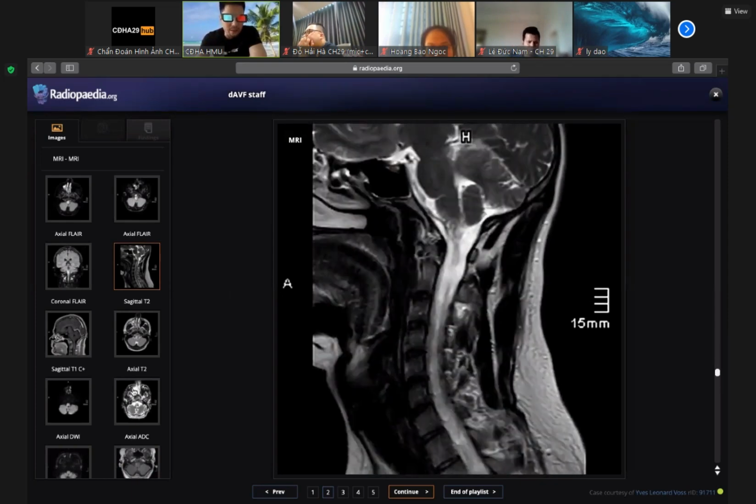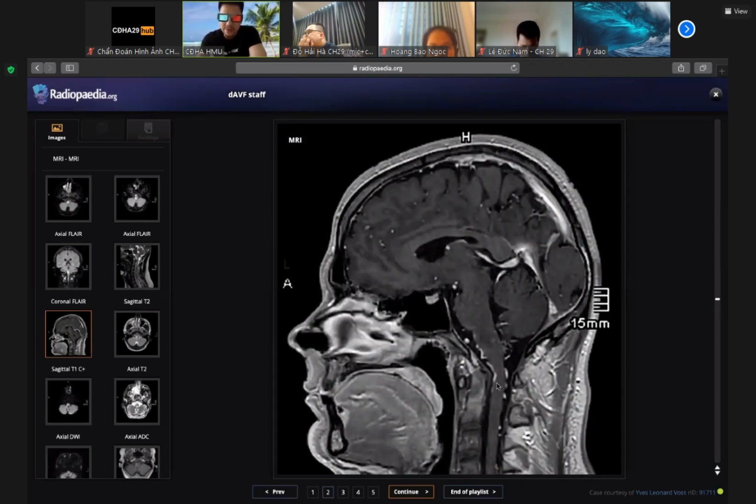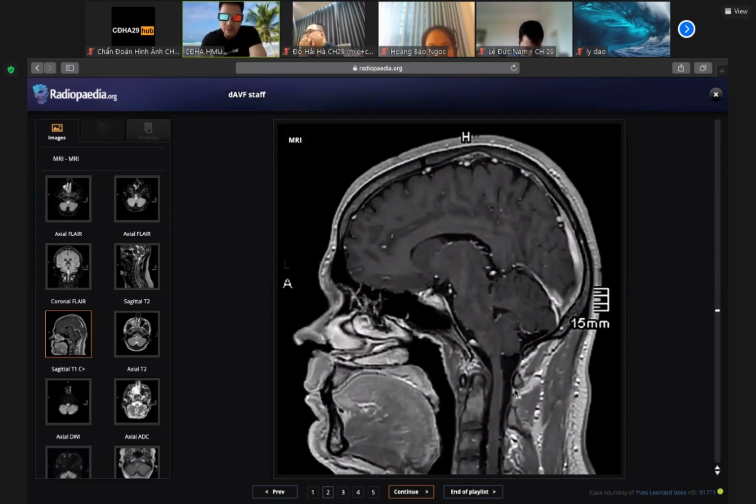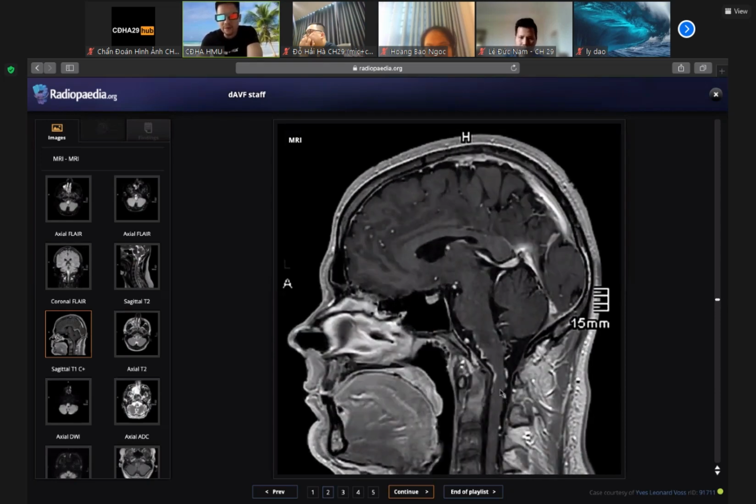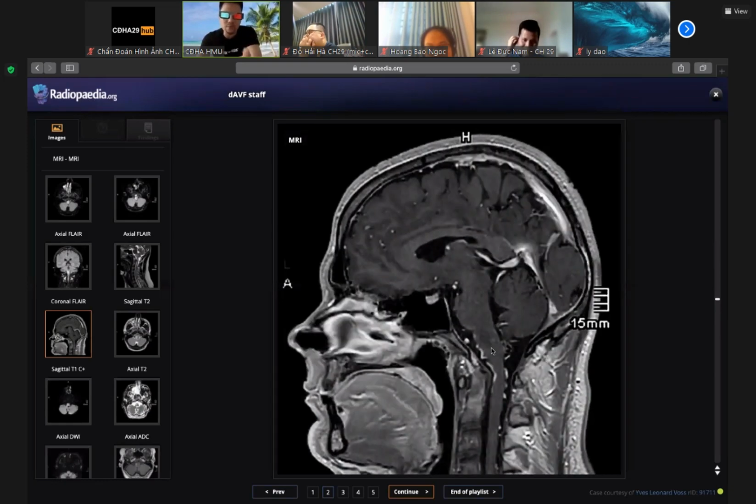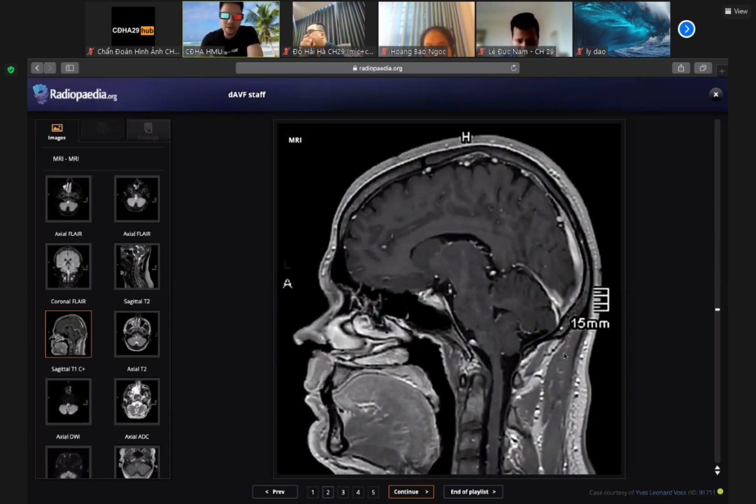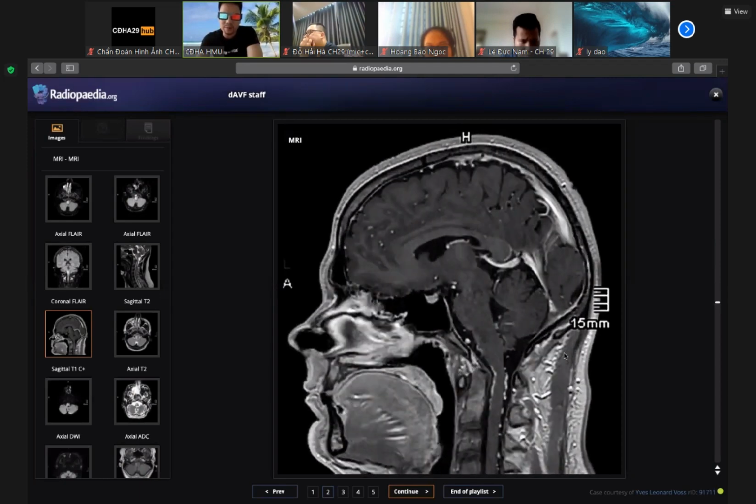restricted diffusion sign. But on the post contrast, you can see the dilated vessel around the cervical cord, which is suggestive of vessel malformation. The vessel malformation can be an AVM or it can be a dAVF, but we don't see clearly the intraparenchymal nidus. We just see the dilated vessel.